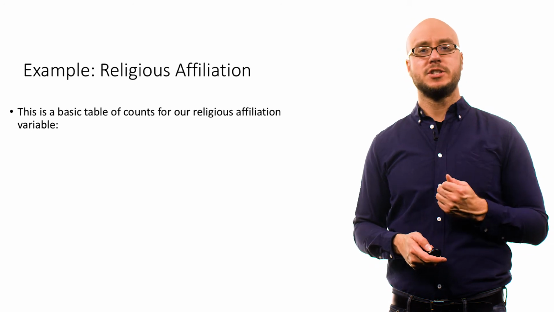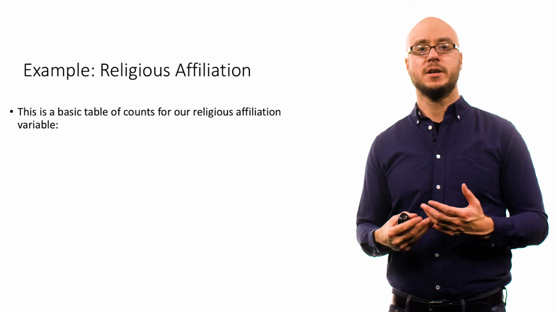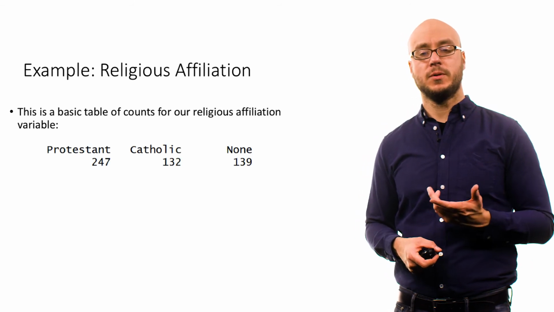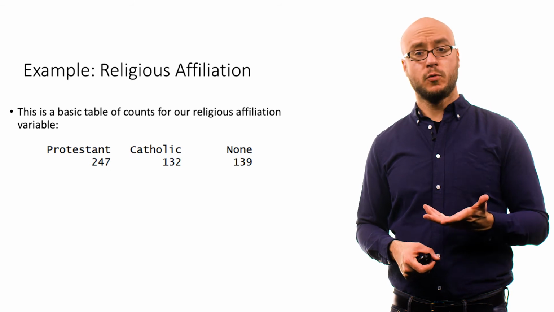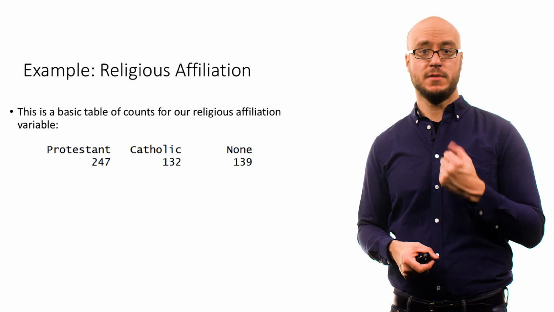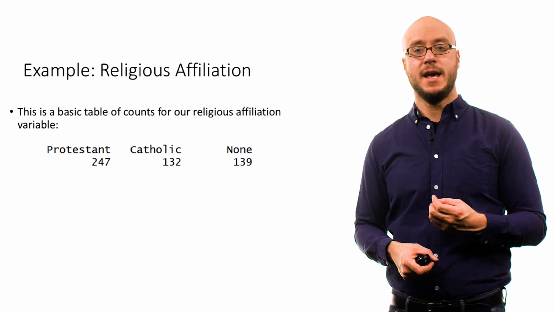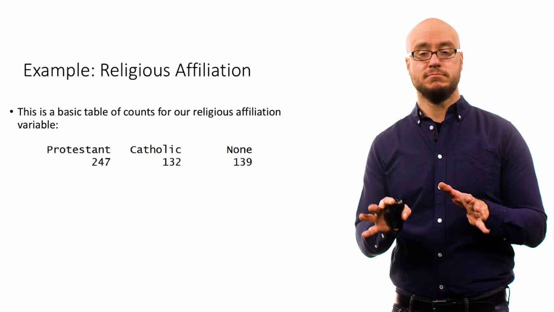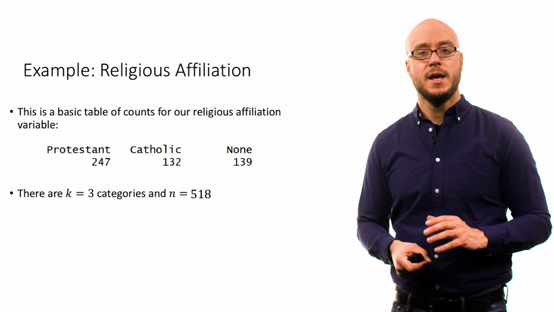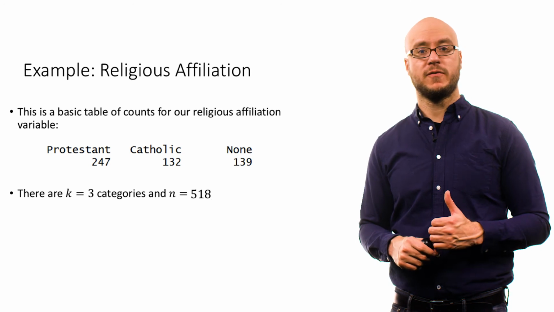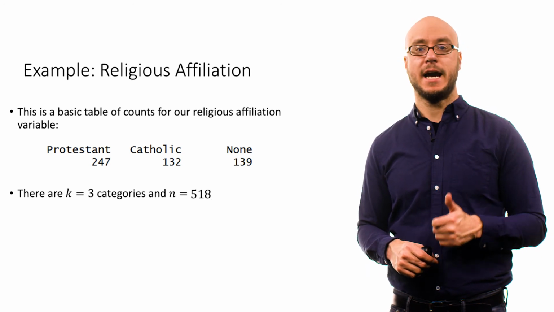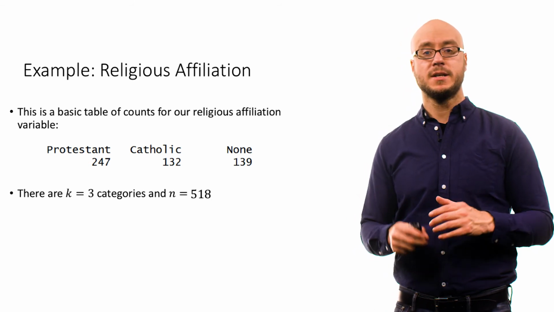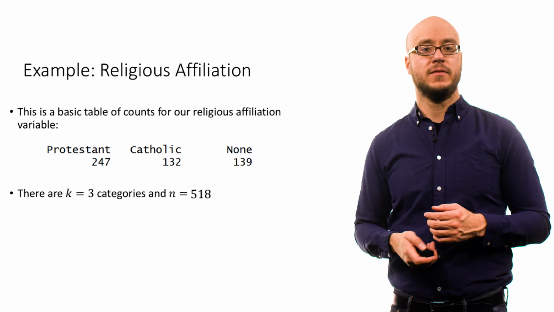So let's look at this religious affiliation example using this notation. This is just a basic table of counts for our religious affiliation variable. You can see that we have 247 young people who identify as Protestant, 132 who identify as Catholic, and 139 who don't have any kind of religious affiliation. So this is just a basic frequency table. And we can see that there are 3 categories. So we're going to refer to category 1 as Protestant, category 2 as Catholic, and category 3 as none. And k equals 3 because there are 3 categories. And the total sample size is roughly above 500.